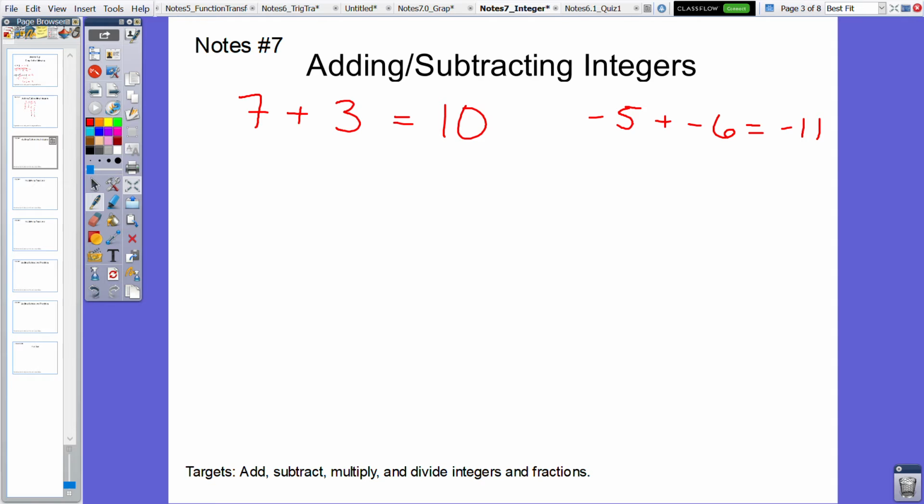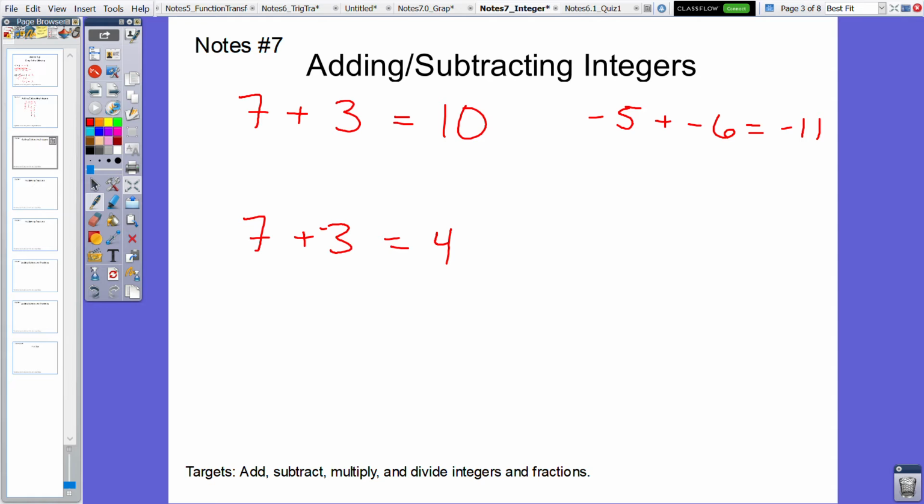Okay? But what if we have different signs? Let's say, for instance, instead of 7 plus 3, let's say we have 7 minus 3. We have to apply our keep, change, change. Well, then this becomes plus -3, different sign. That means I'm going to subtract. That's a difference there. So that means it's going to be +4.